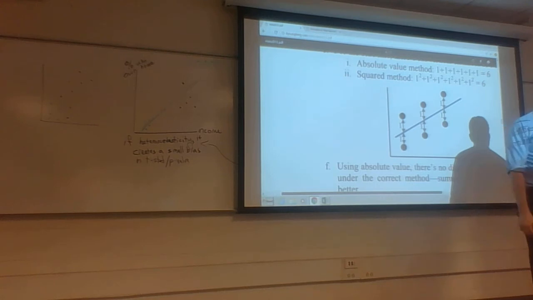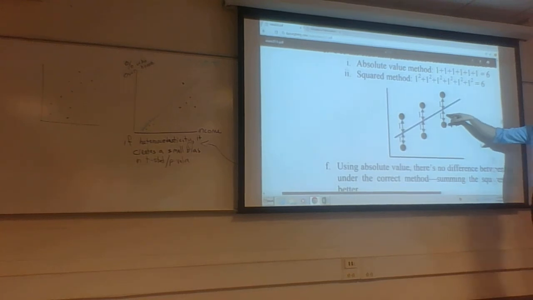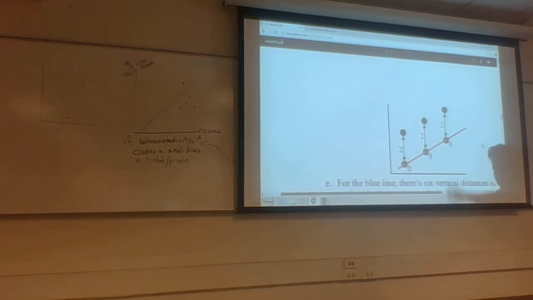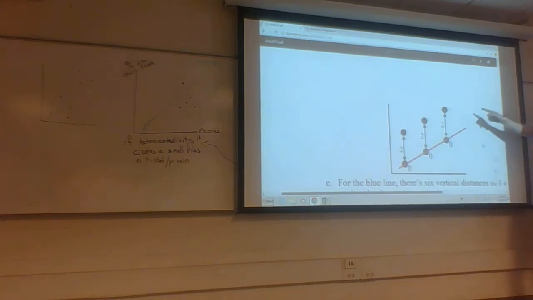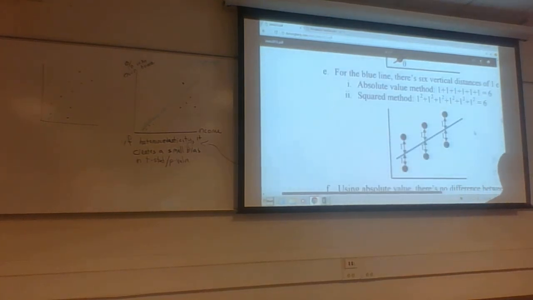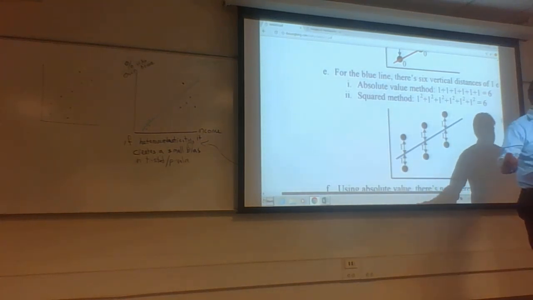But if you do the squared method, this is 1 squared plus 1 squared plus 1 squared plus 1 squared plus 1 squared plus 1 squared. That's still 6. But this is 2 squared plus 2 squared plus 2 squared plus 0 squared plus 0 squared plus 0 squared. What is 2 squared plus 2 squared plus 2 squared? 12. So in other words, this would have a higher value. This is the lower one. So that's why we square. The absolute value method, there's no difference between these two. The squared method, the blue one is clearly better, and the blue one instinctively is better as well.